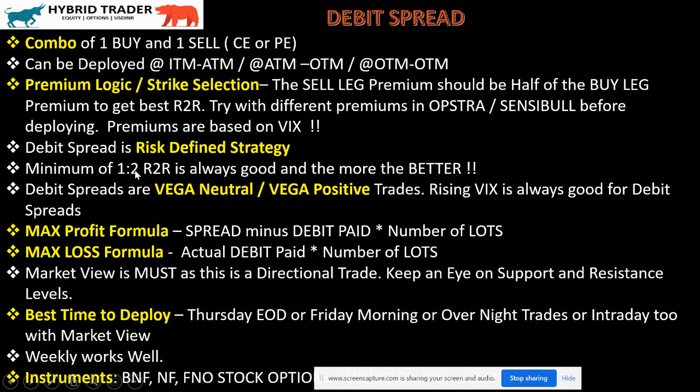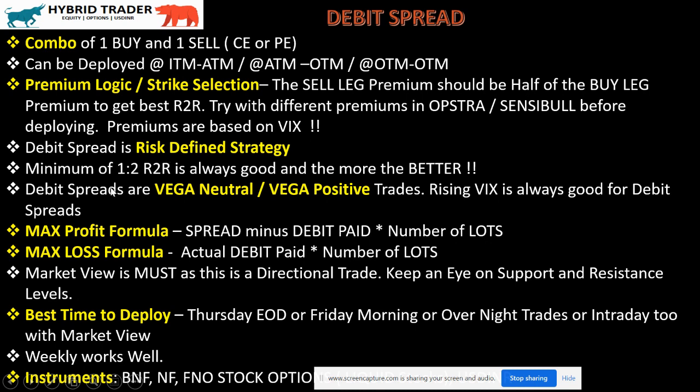So in case you're not getting any trade on Thursday wherein your risk to reward is 1:1, just avoid doing debit spreads during that particular week. Okay, it's always good to have 1:2 or more than 1:2. Ideally, I go for 1:3.